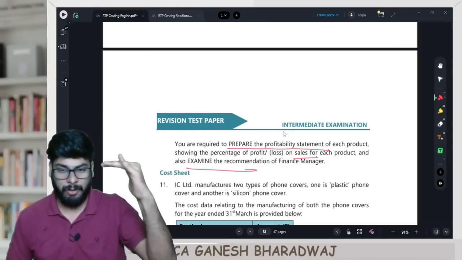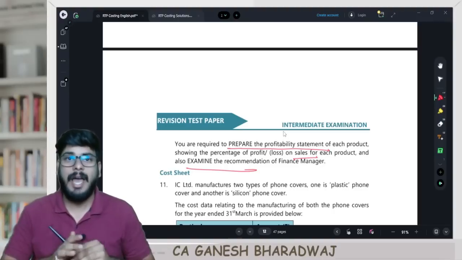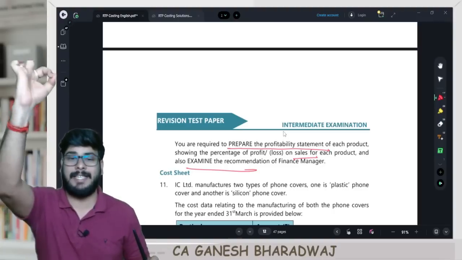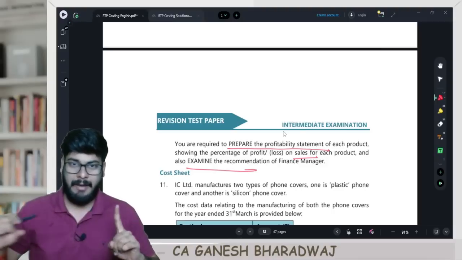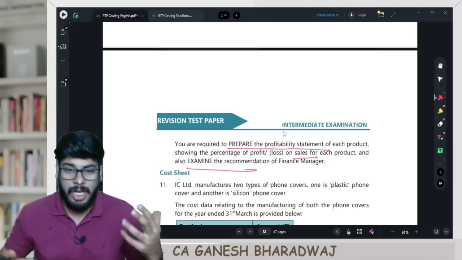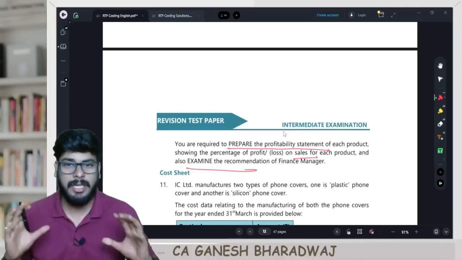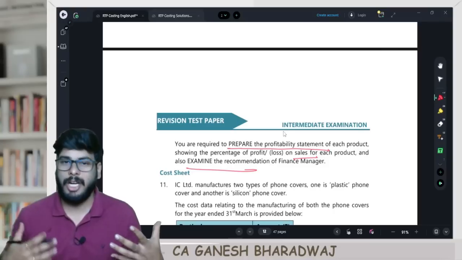Sales minus variable cost gives you contribution, minus fixed cost gives you what? Your profit. And then this profit, express it as a percentage of sales, and you will arrive at the profit margin as a percentage. And of course, now we will see whether product C is genuinely giving us a loss, right? So this is what we need to actually examine.